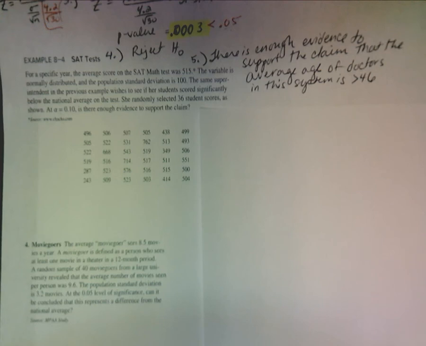The same superintendent in the previous example wishes to see if her students scored significantly below the national average on the test. She randomly selected 36 students, as shown, at a 0.10 level. Is there enough evidence to support the claim? Okay, so let's go through these steps again. You'll get better at this, I promise.